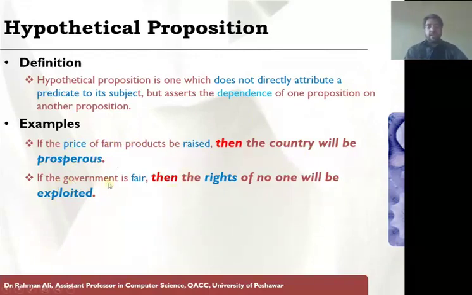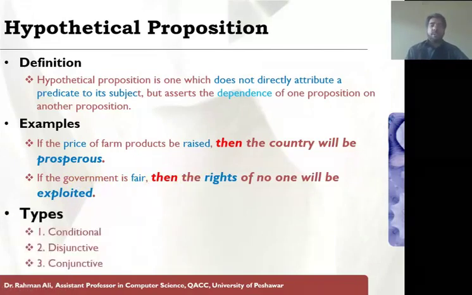And another example: if the government is fair, this is one proposition, then the rights of no one will be exploited. So all the people will get their due rights if the government is fair. So the truth of the second part depends on the value of the first part. This is called a hypothetical proposition, and hypothetical propositions are also divided into three parts: conditional, disjunctive, and conjunctive.